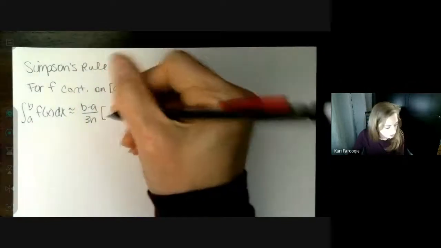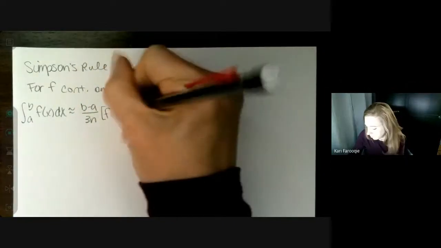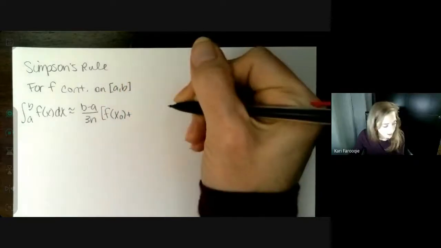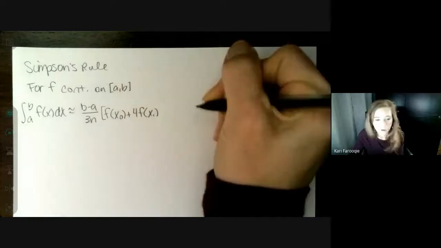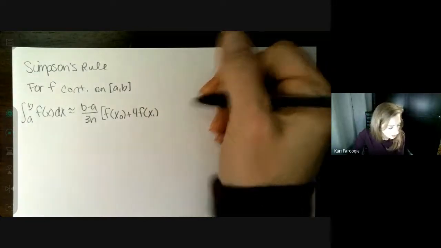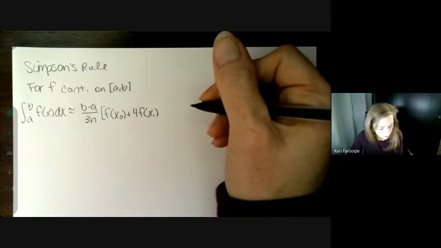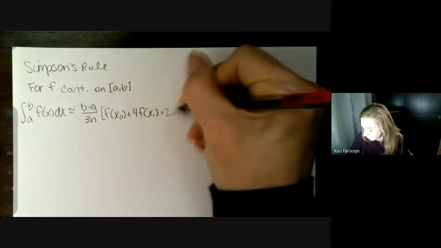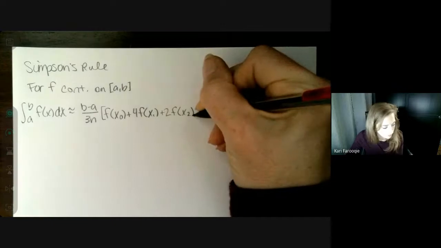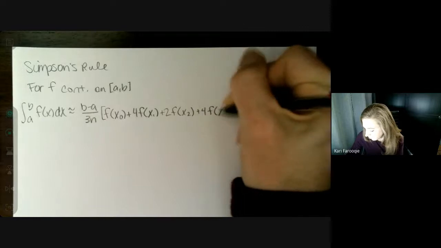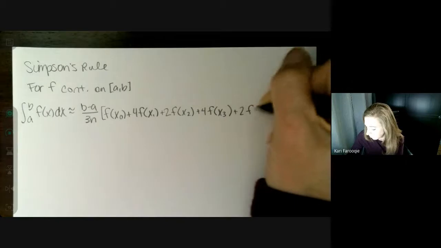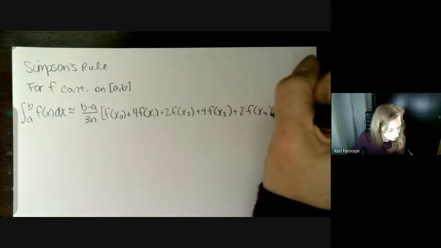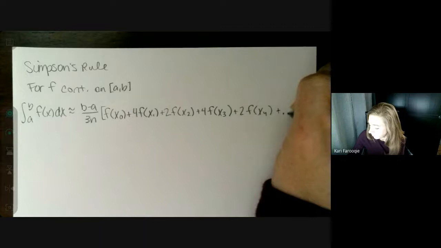So you're going to start out with f of x sub naught. And you're going to add that to 4 times f of x sub 1. And you're going to see there's a pattern here, so it's not too bad. But then you're going to go twice f of x sub 2. And then 4 times f of x sub 3. And twice f of x sub 4. And then dot, dot, dot.